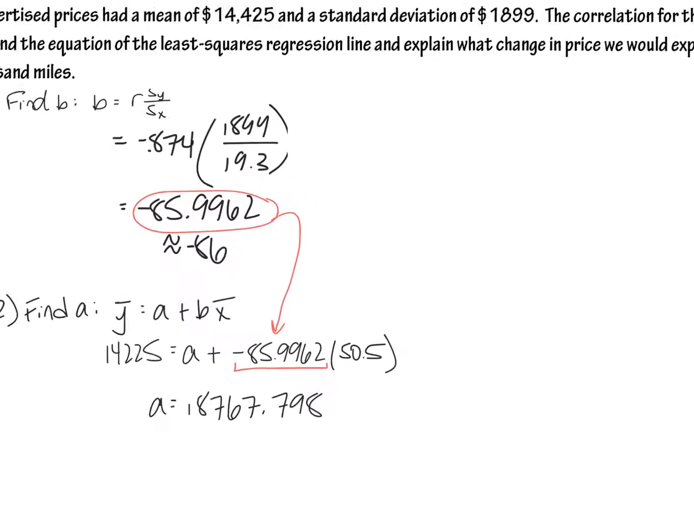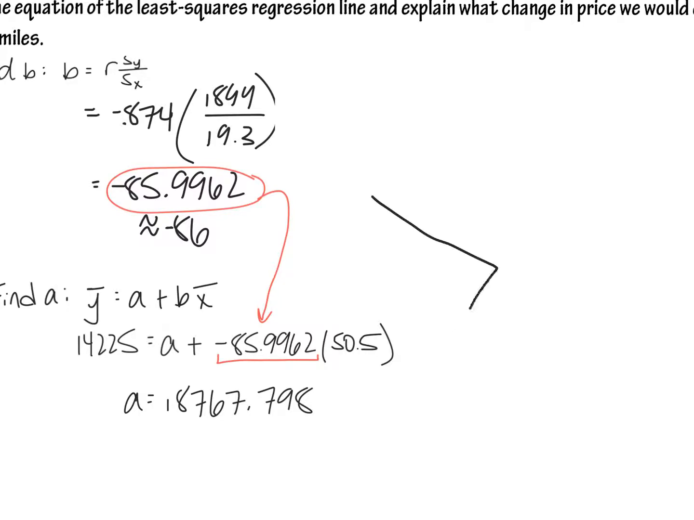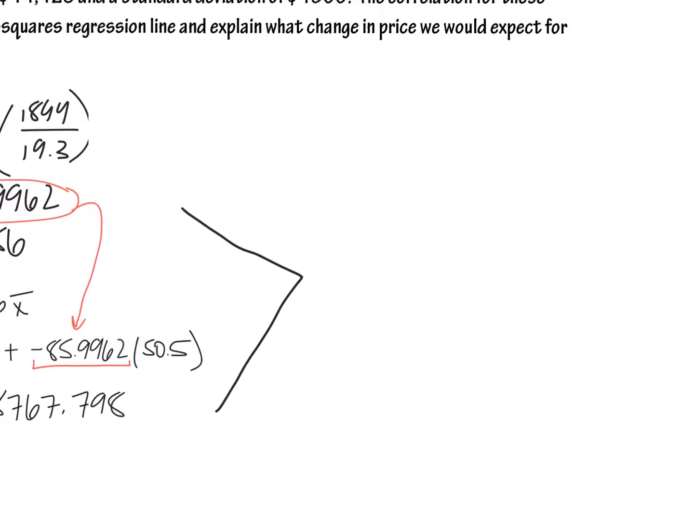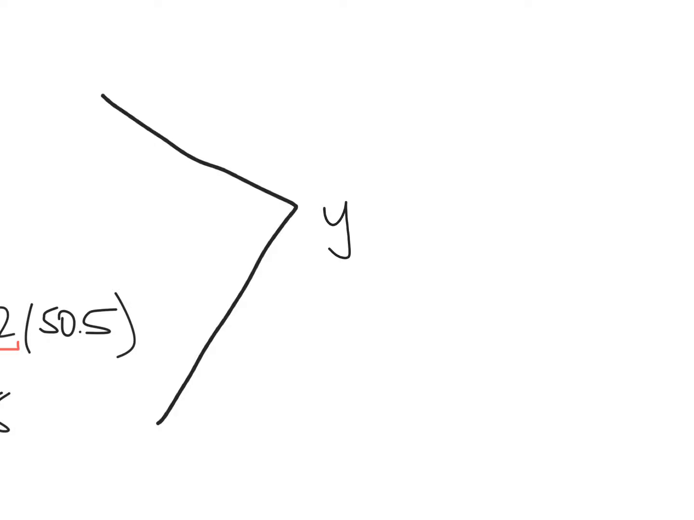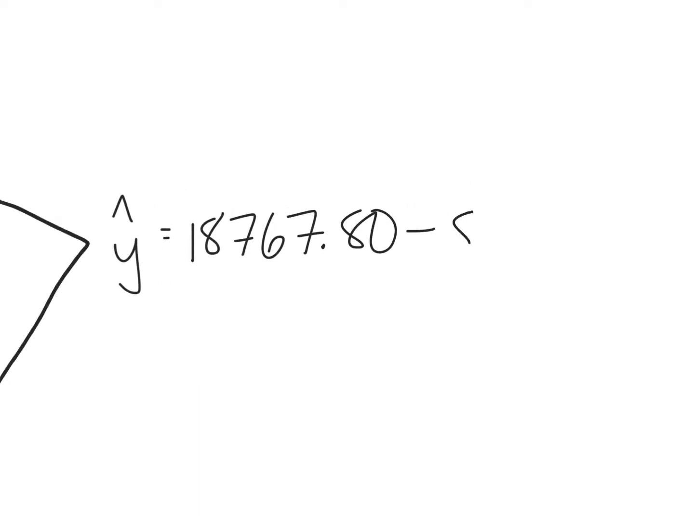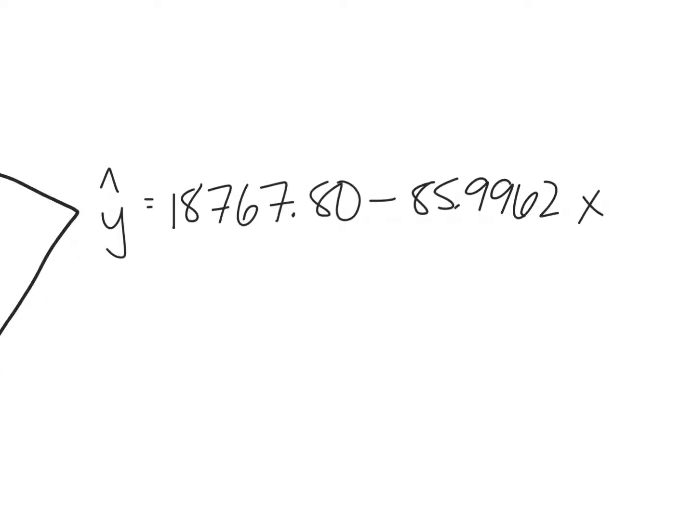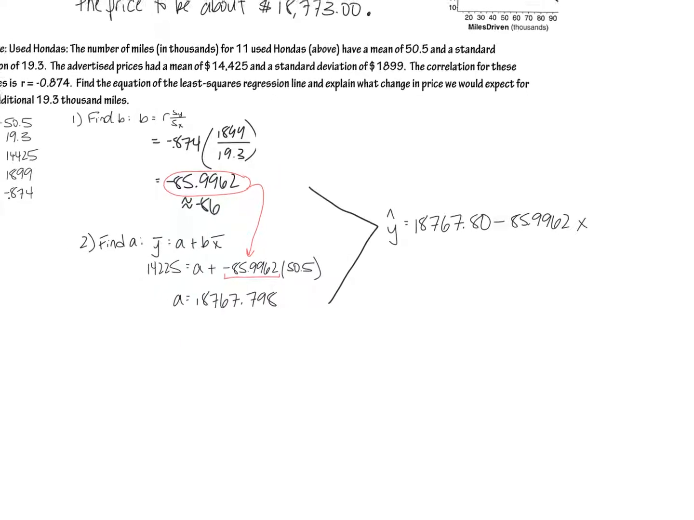And so that tells us we now have our A and our B, so now I can write my equation for my LSRL. So that means my y hat, remember that means my predicted price, in this case because the y is representing price, is 18,767 point, I'll round to 80, minus, and I have 85.9962x. That's my LSRL using those two numbers that I came up with, A and B.